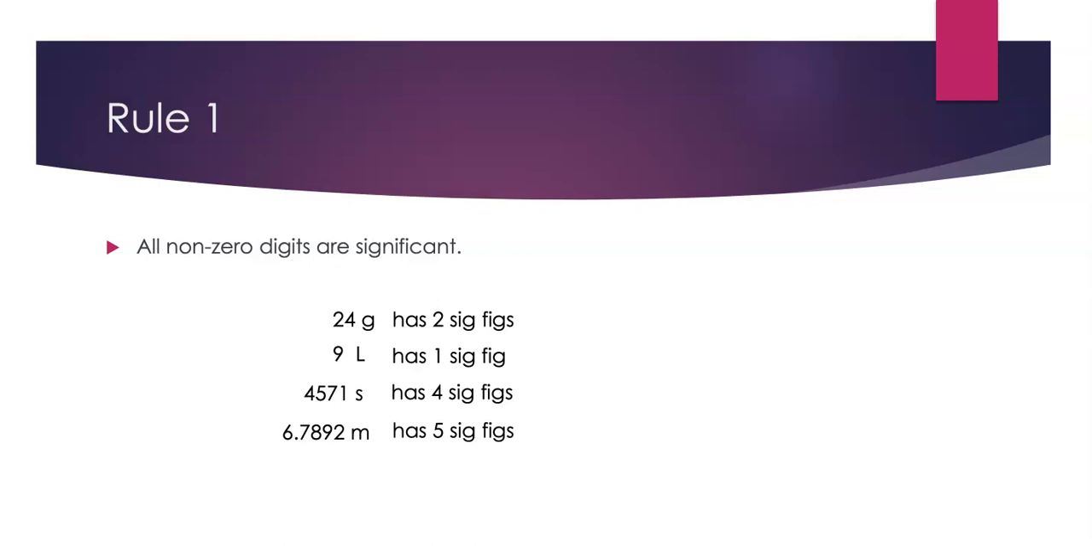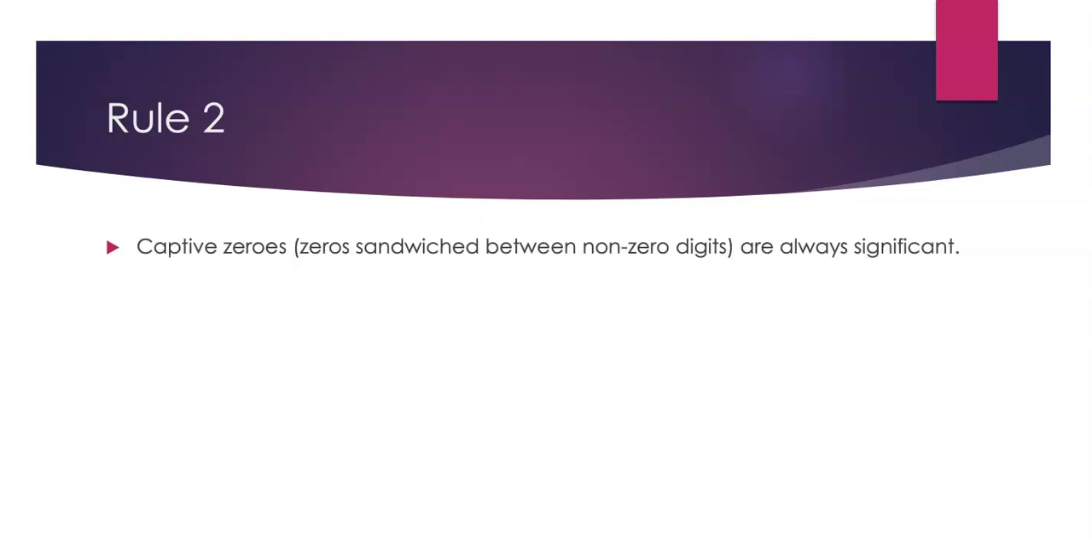All right, I think we're good, right? I think we're ready to move on. Let's go on and talk about rule number 2. Rules 2, 3, 4, and 5 are all about zeros. We need 4 rules just to deal with zero. Okay, let's go on. Rule number 2 deals with what I call captive zeros. Captive zeros are zeros that are sandwiched between non-zero digits, and they're always significant.